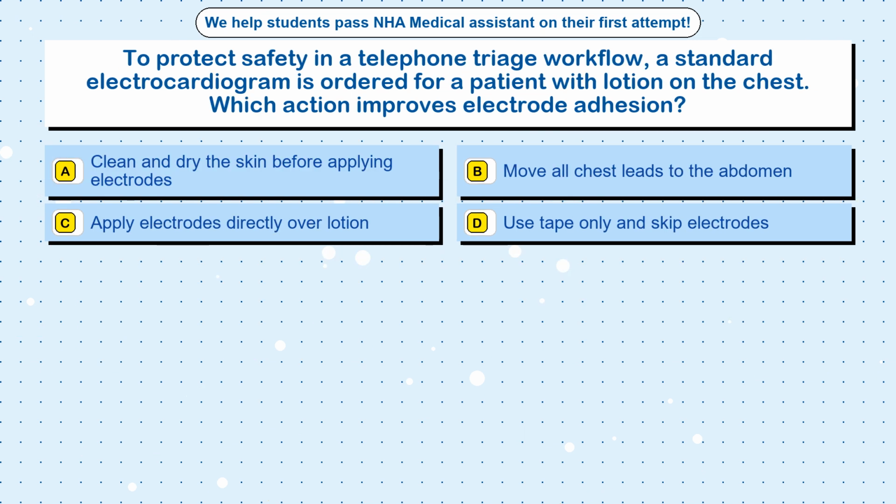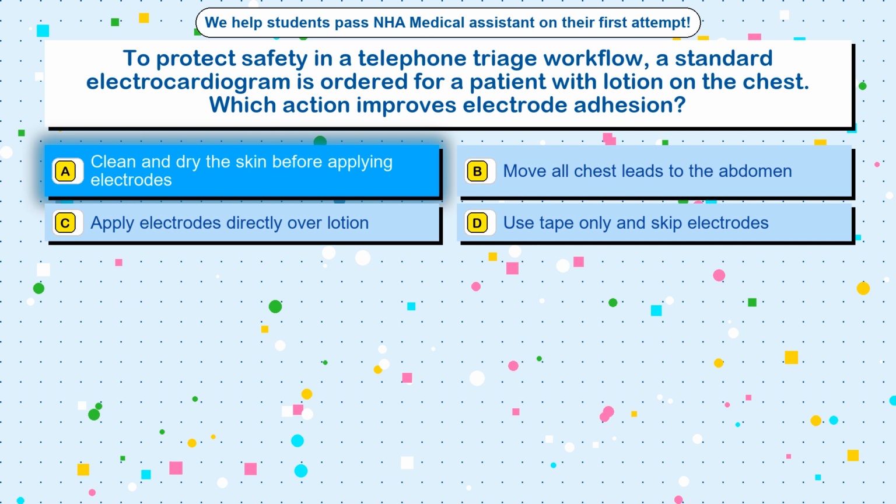Question 24. To protect safety in a telephone triage workflow, a standard electrocardiogram is ordered for a patient with lotion on the chest. Which action improves electrode adhesion? Option A, clean and dry the skin before applying electrodes. Option B, move all chest leads to the abdomen. Option C, apply electrodes directly over lotion. Option D, use tape only and skip electrodes. The correct answer is option A, clean and dry the skin before applying electrodes.